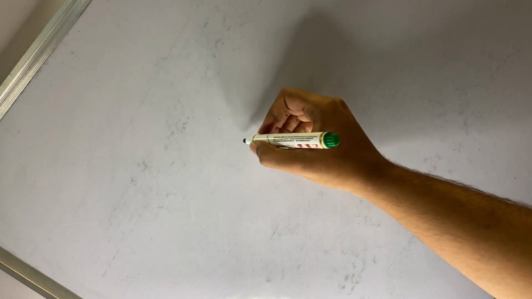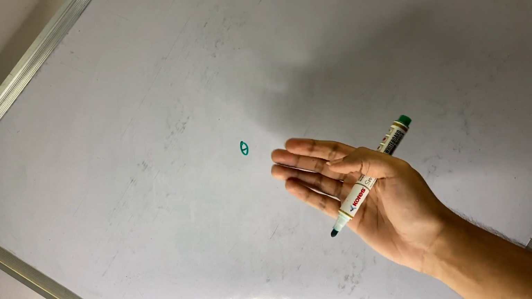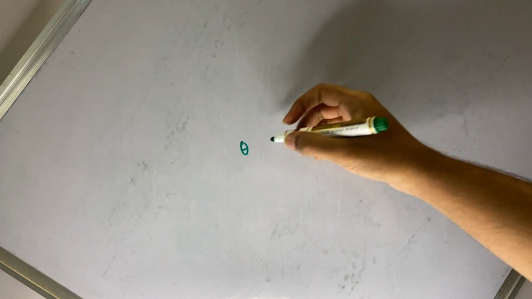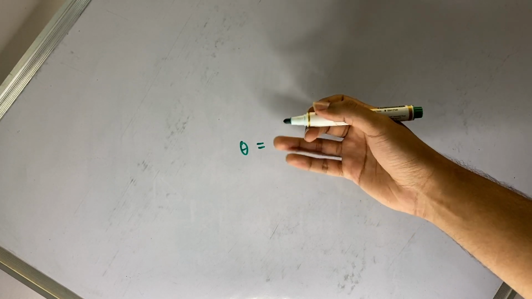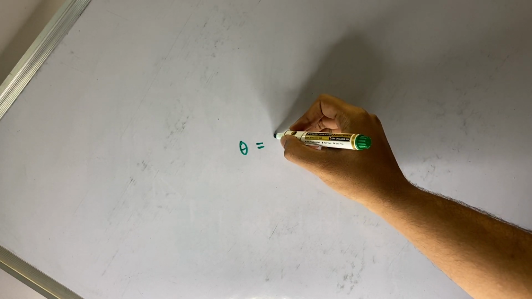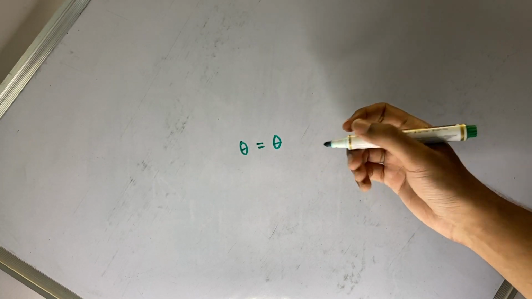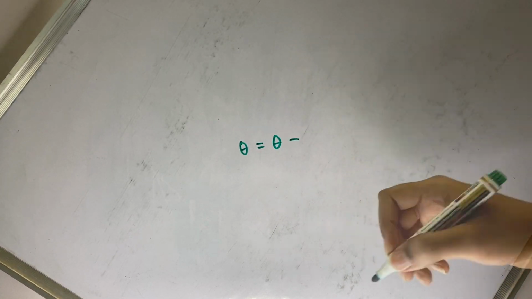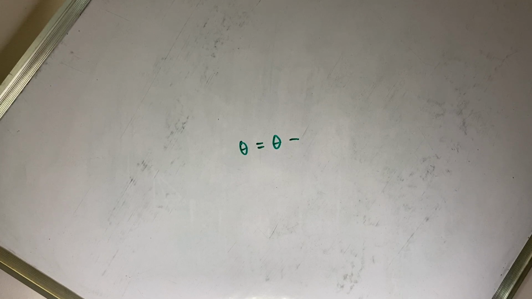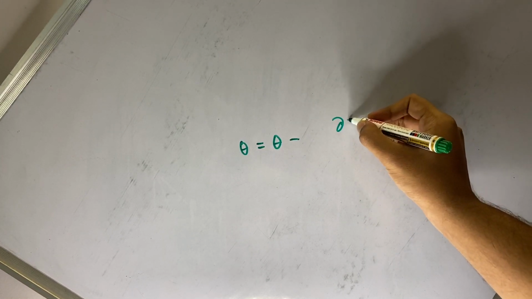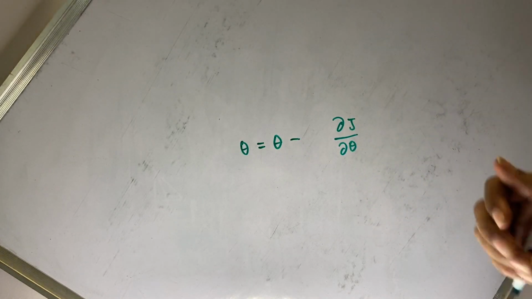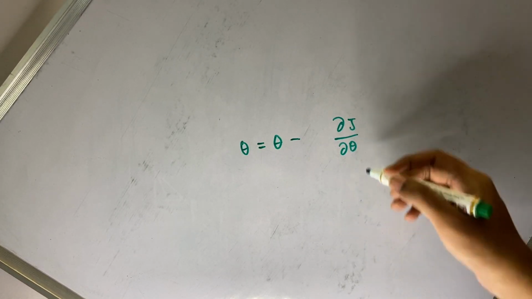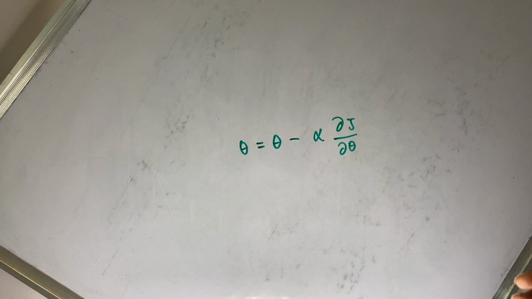So finally, we would write our algorithm this way. For a parameter theta that we want to optimize, in each iteration we want to update this parameter. So from the existing value, we want to subtract some term. And what is that term? That term is the derivative of the cost function J with respect to theta, multiplied by the learning rate or the step size.